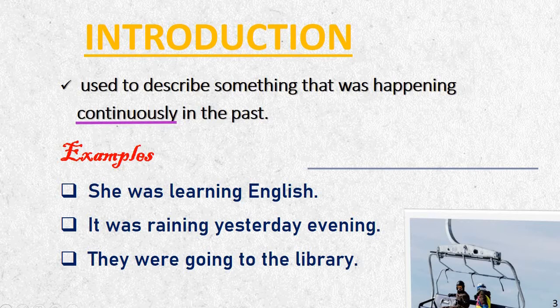That's why we have used was. And the subject is singular, so we have selected the singular be verb. It is the was. She was learning English. Second example, it was raining yesterday evening.